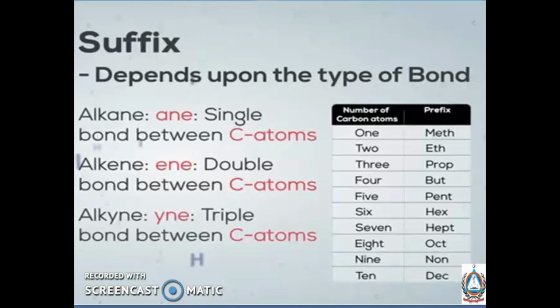Now the second type is the compound having a double bond between carbon atoms. Now it is called alkene and has a suffix of "ene". The third type is the compound having a triple bond between carbon atoms and has a suffix of "yne".